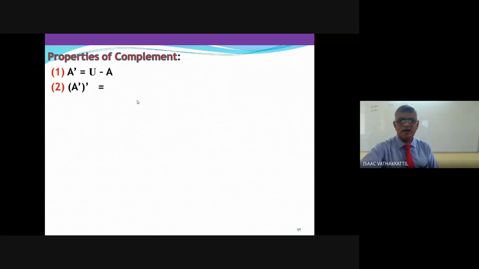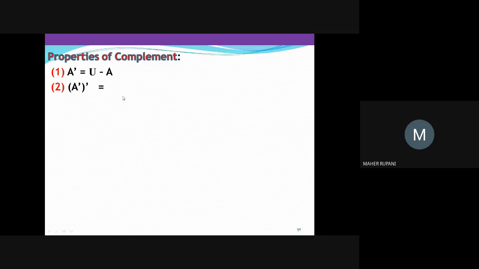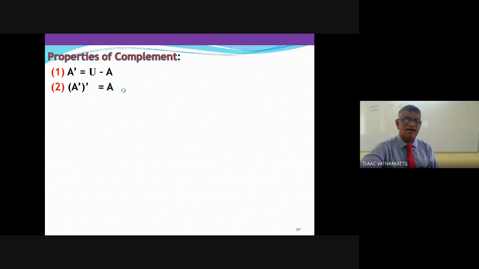Can some of you respond? I've taken the complement of A, which are not in A. Further, when I take the complement of that, what will I get? A dash dash. It is A, obviously. It will be A itself. Suppose A is 1, 2, and the universal set is 1, 2, 3. A dash is 3. Now you take the complement of 3, it comes back to A. You see? My example also.